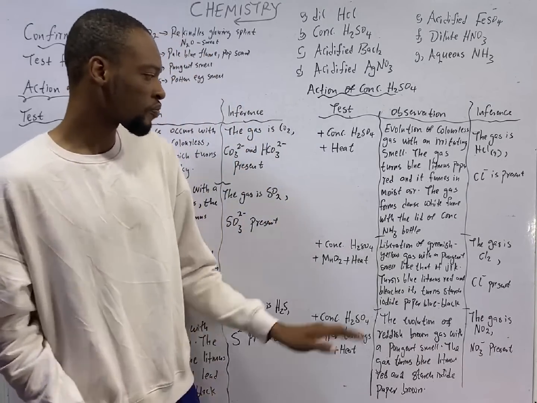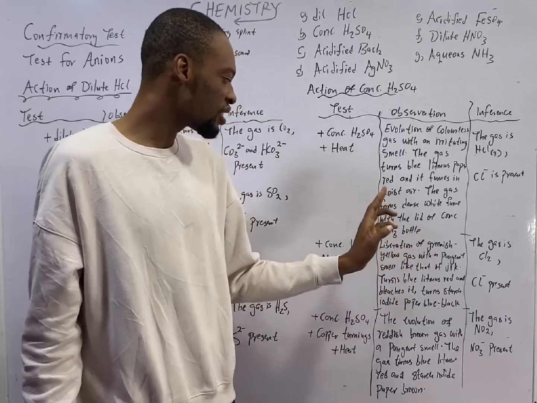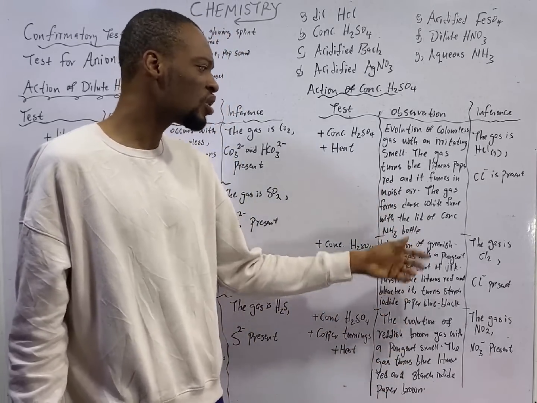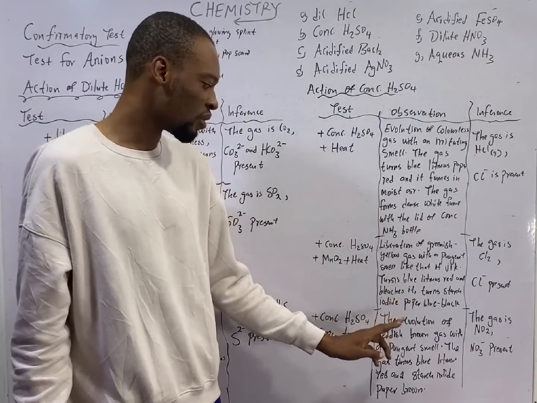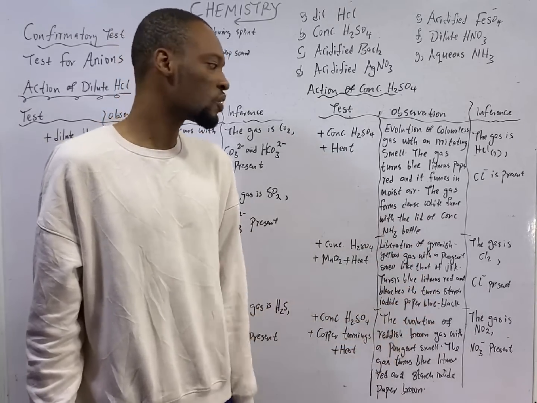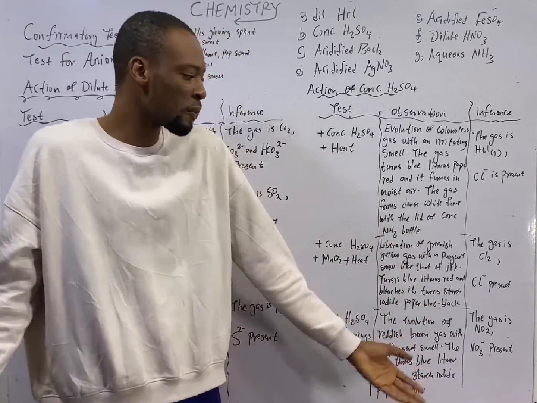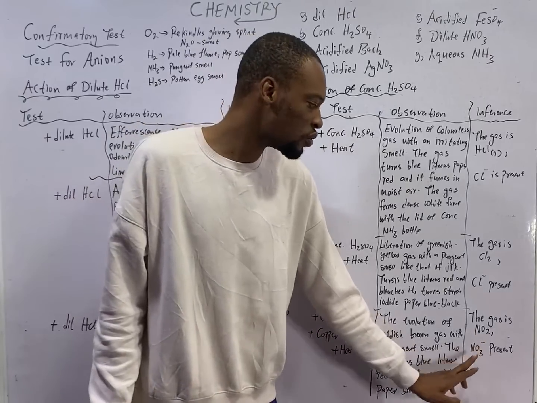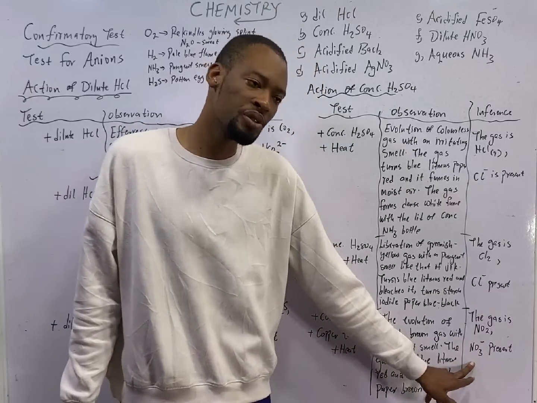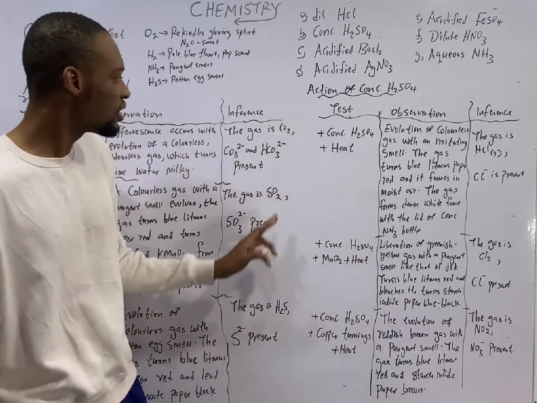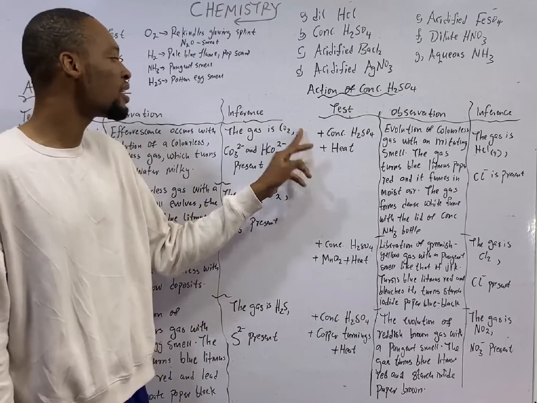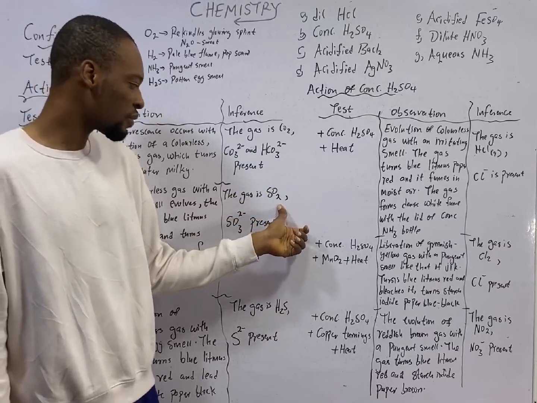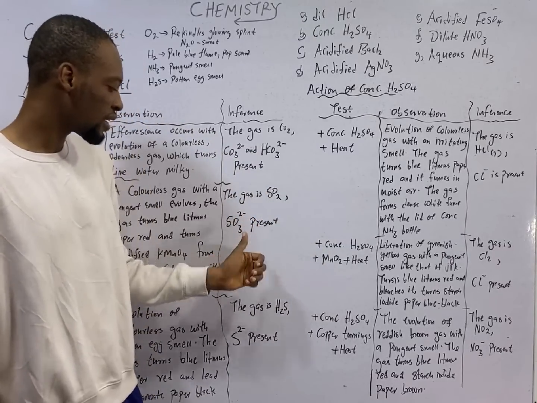Now look at this. For the first one, greenish yellow. For the second one, reddish brown. Greenish yellow is chlorine gas. Reddish brown is NO2, nitrogen IV oxide gas. When you see NO2, the ion present will be NO3-. When you see CO2, ion present is CO3 2-. When you see SO2, ion present is SO3 2-.